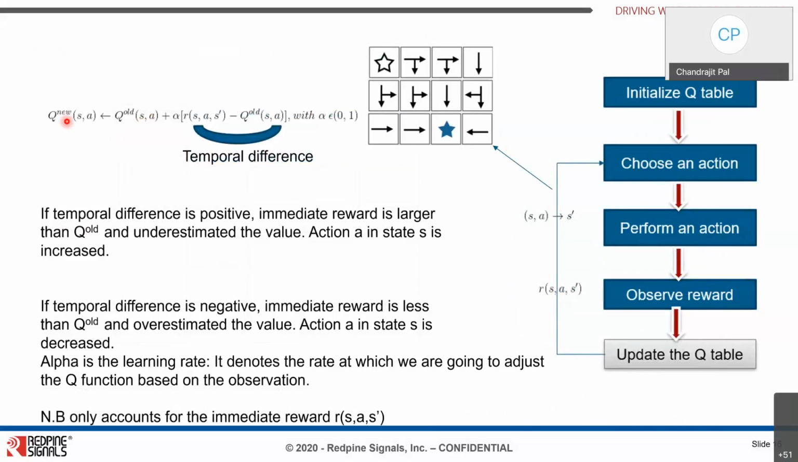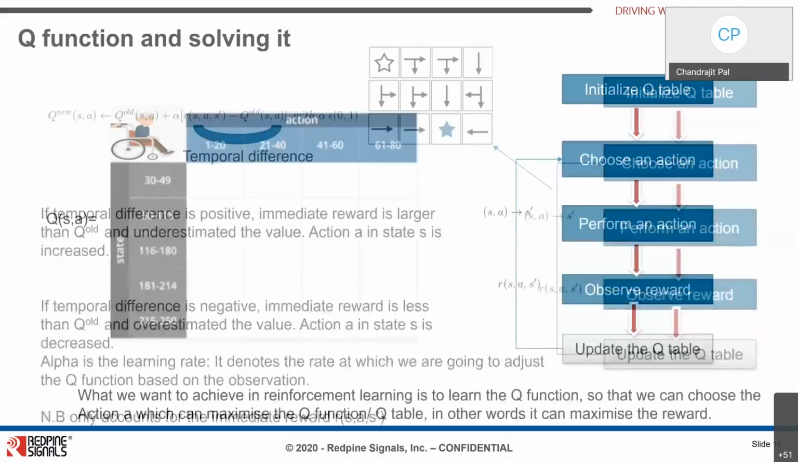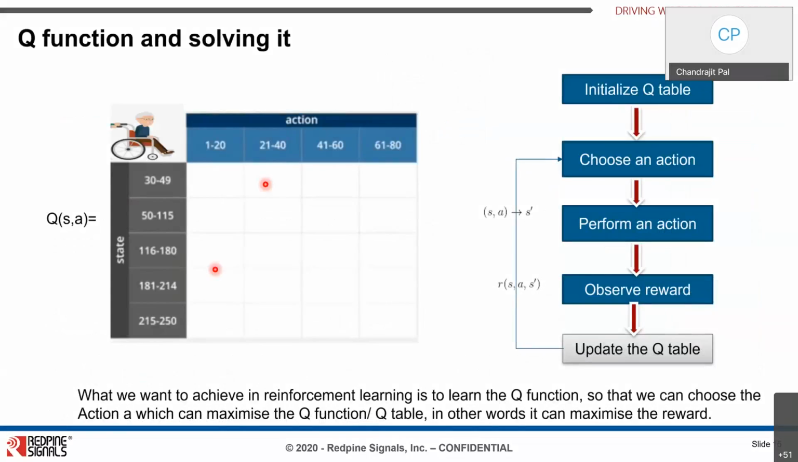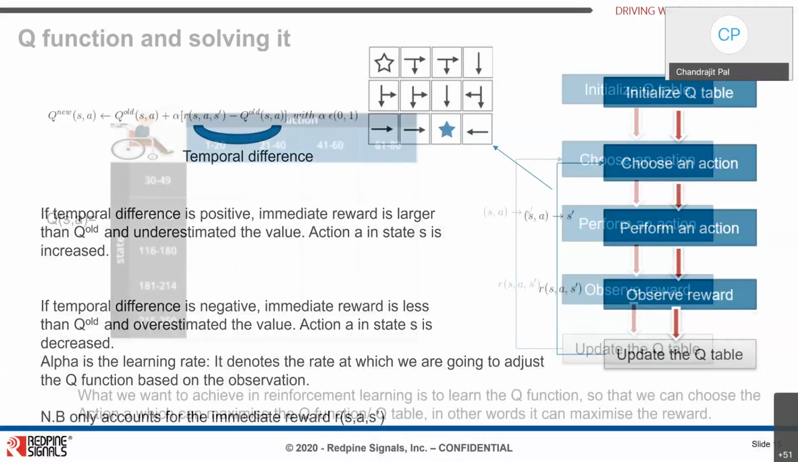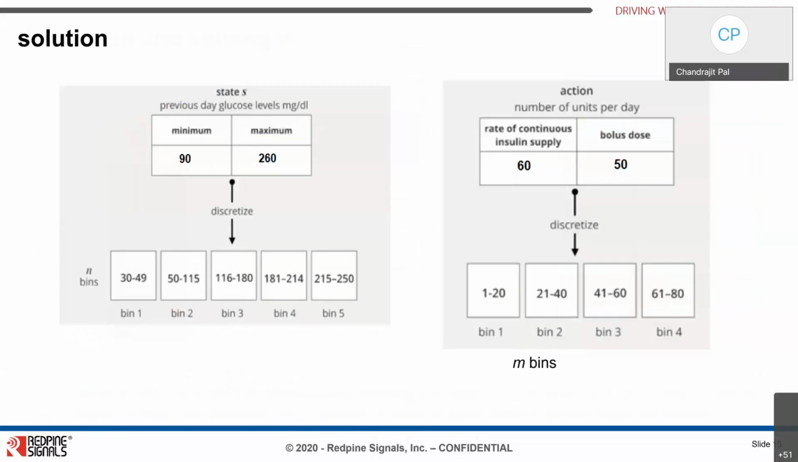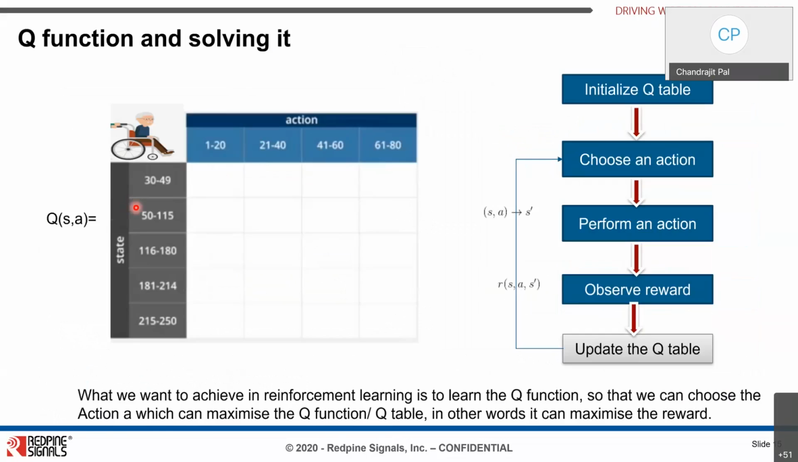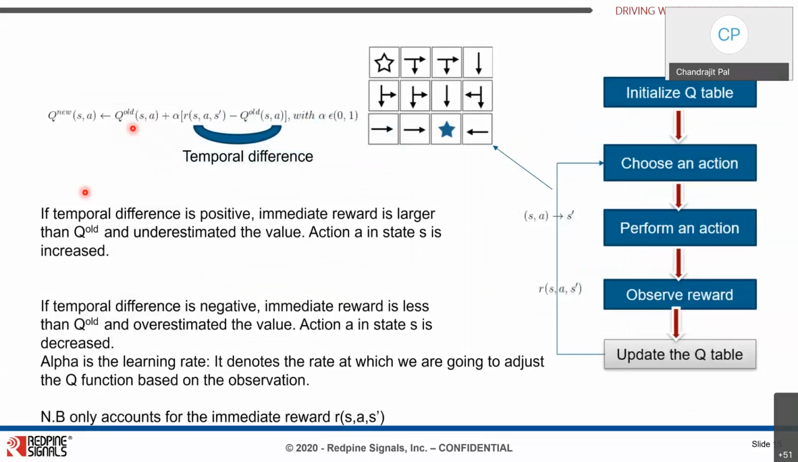So the Q new is given by S, A. This is the Q old, that is the entry of the table is Q old. After that, you need to update the Q table with the Q new value. Initially, it is Q old. After that, you will update it with Q new. Okay, so Q old plus alpha, the learning rate, and this is the reward, and this is Q old.